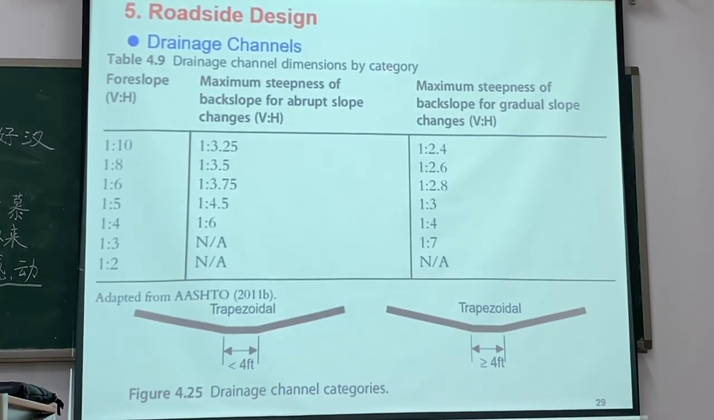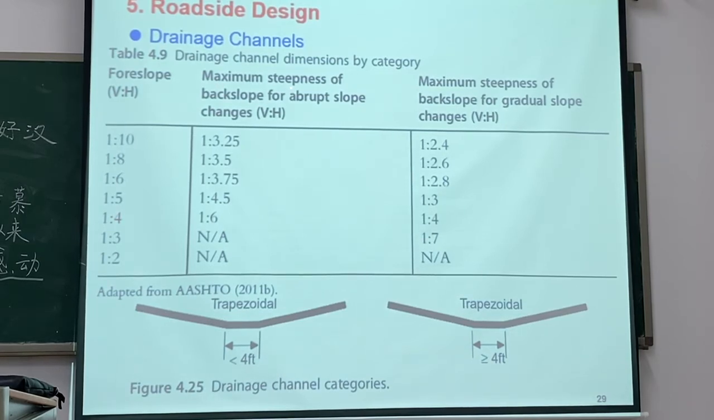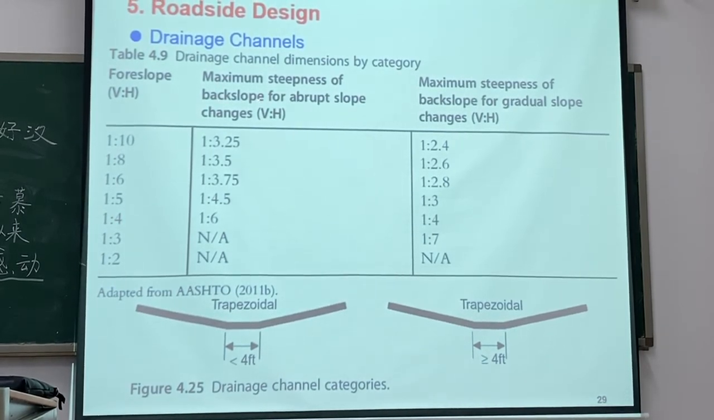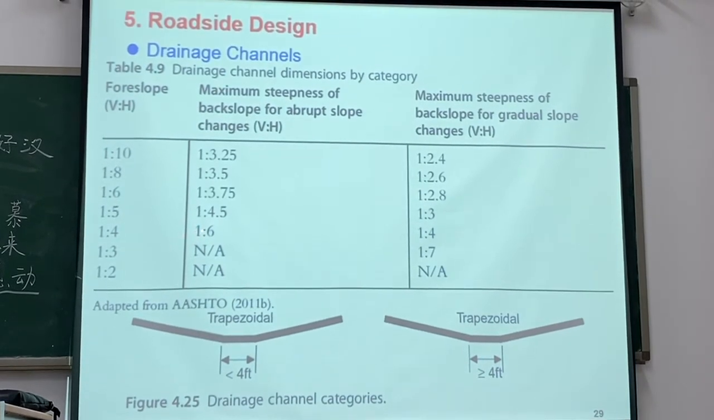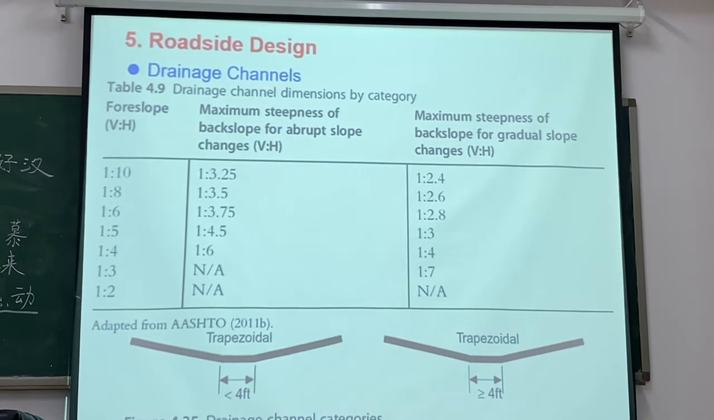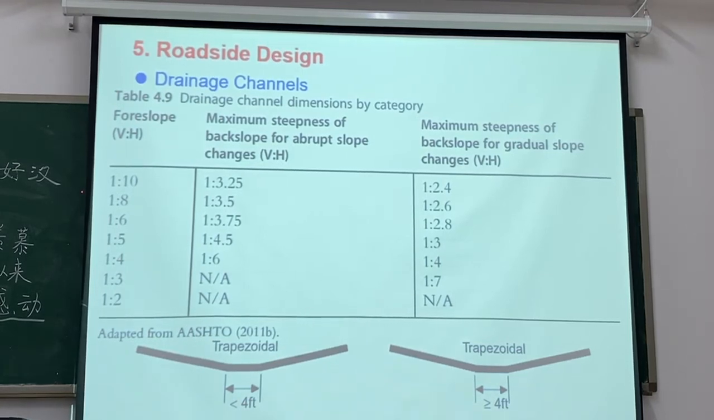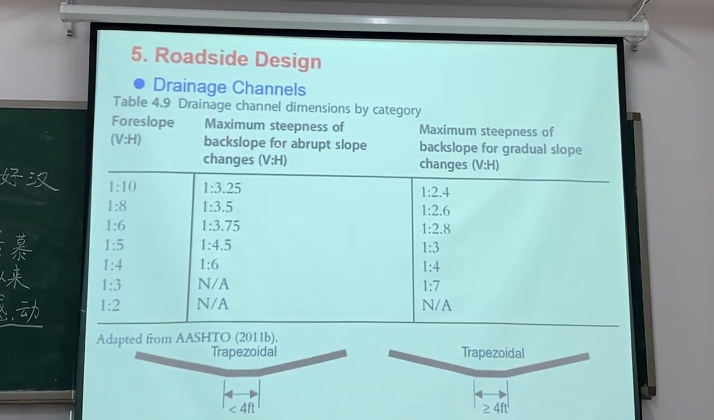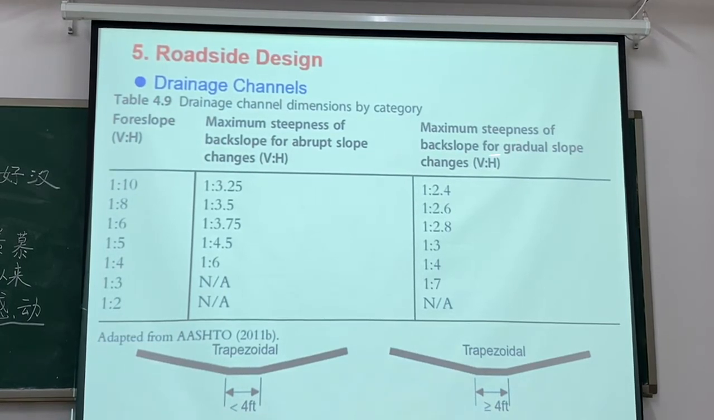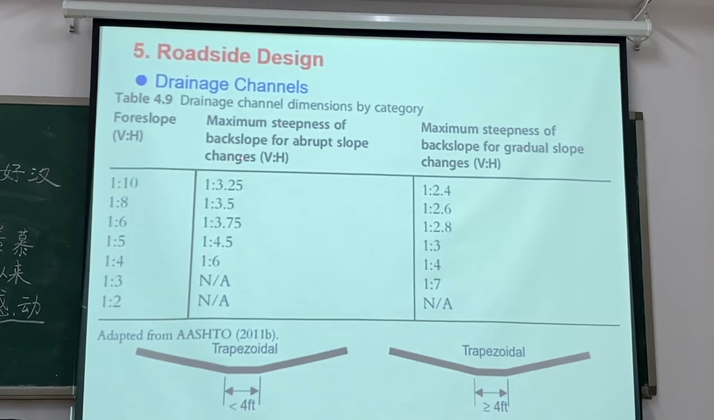Drainage channel dimensions by categories. For 4 feet, it is 1 to 4. The maximum steepness of bank slope for abrupt slope changes is 1 to 6, and the maximum steepness for granular slope level is 1 to 4. So for different foreslopes, the maximum steepness for abrupt slope or granular slope is different. According to this table, we can determine the backslope.